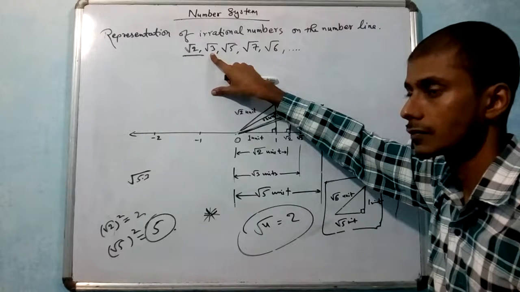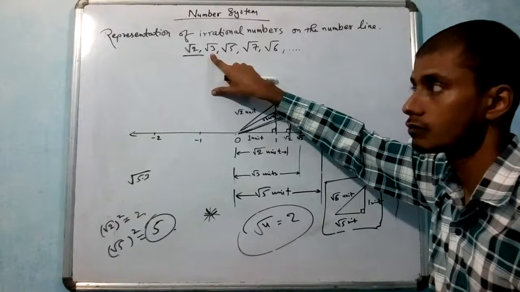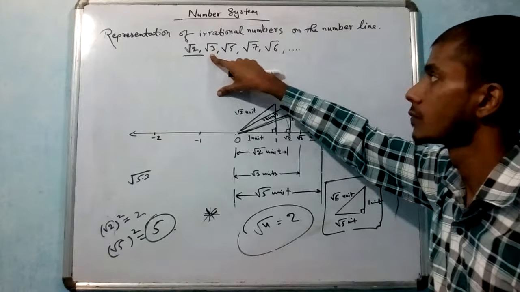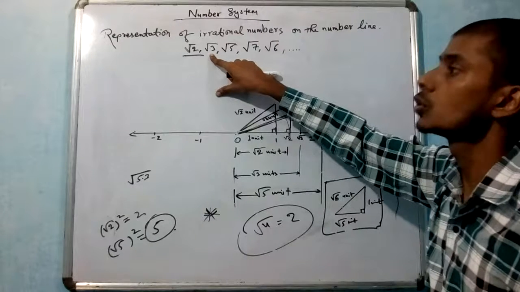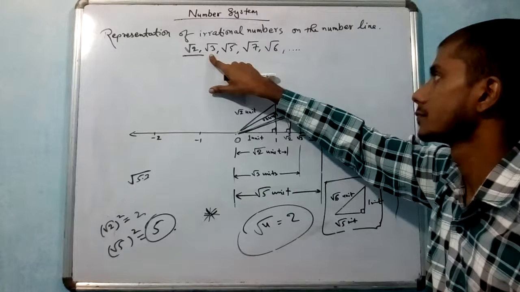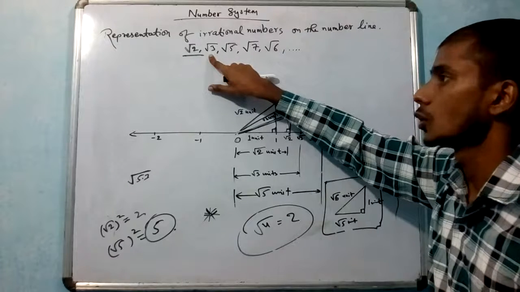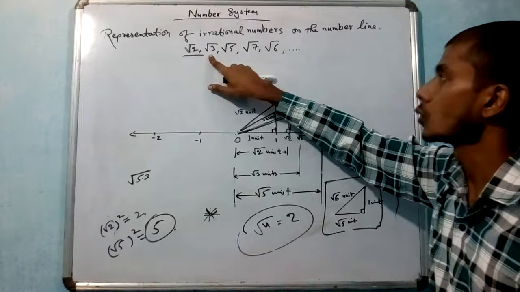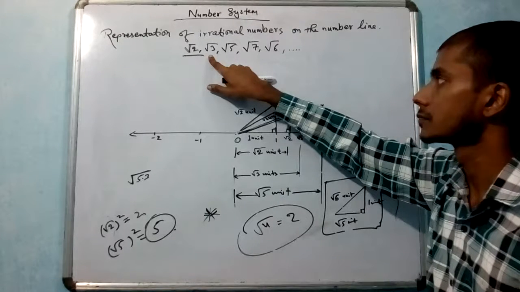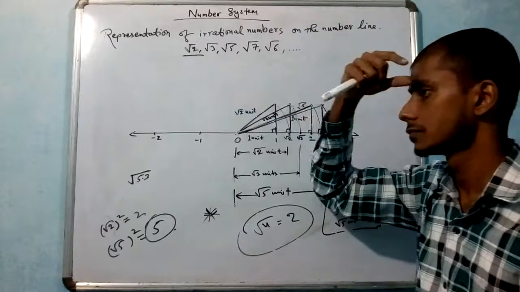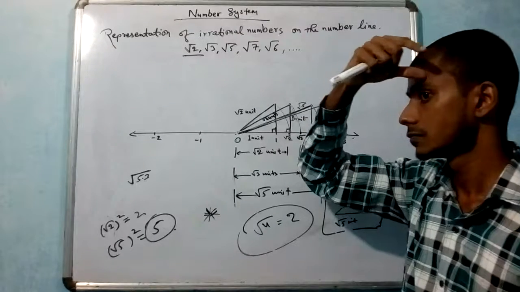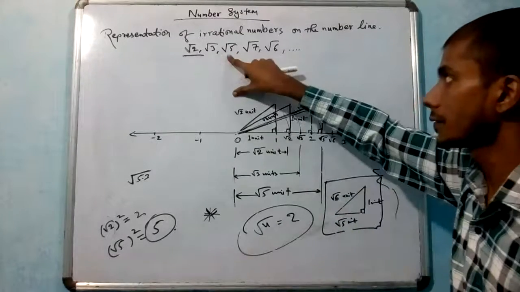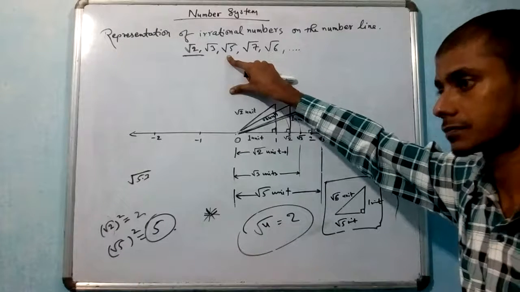For root 3, root 2, not 2. 2 and root 2 are different. Root 2, no? For root 5, what should be the base?